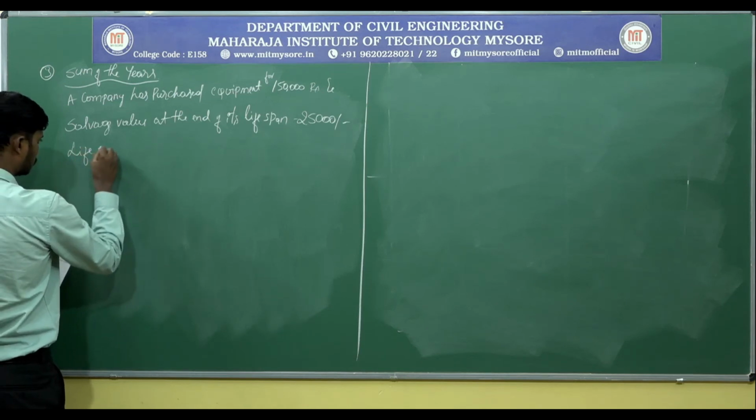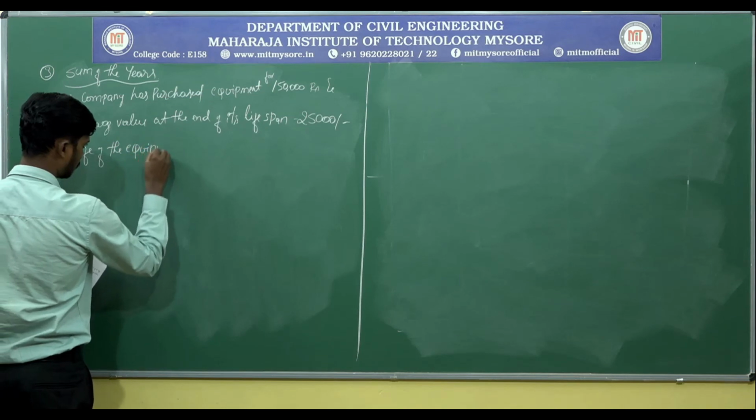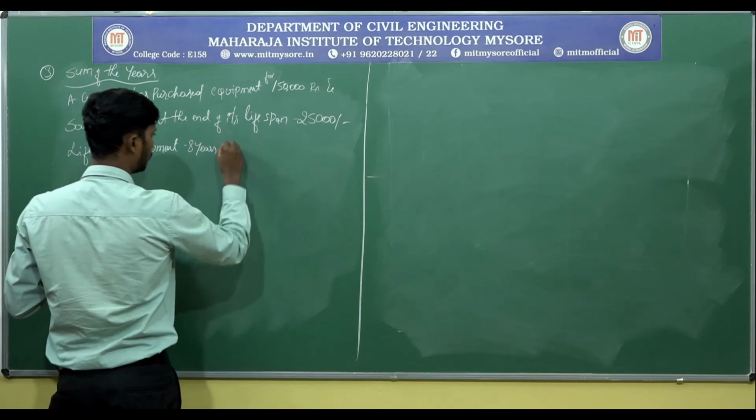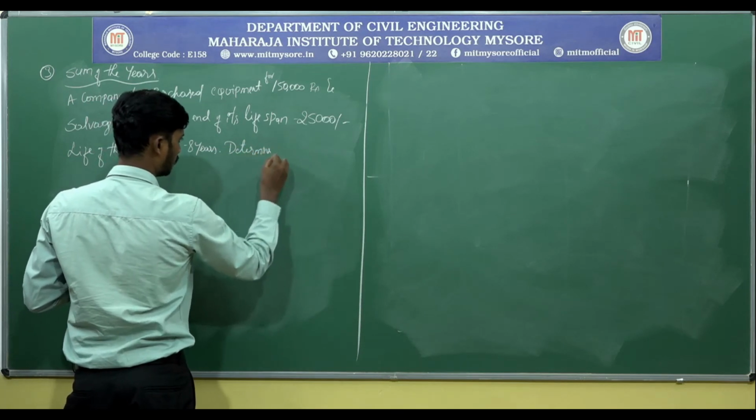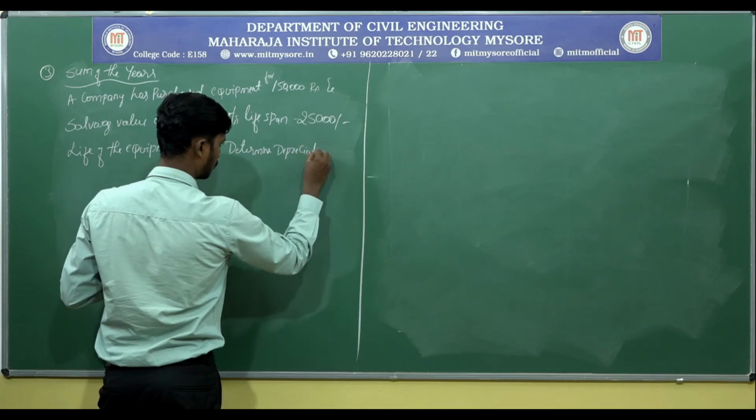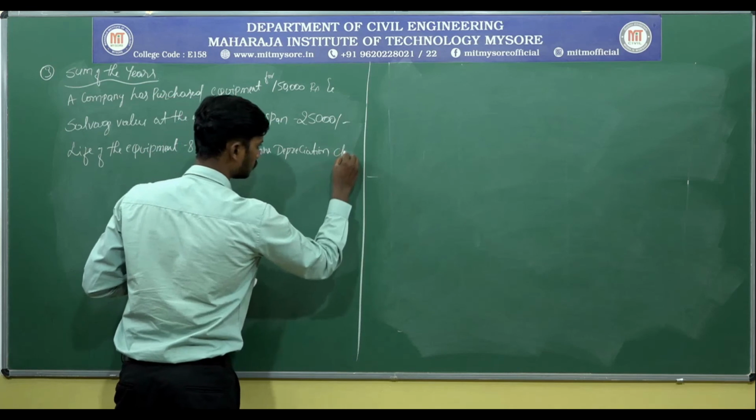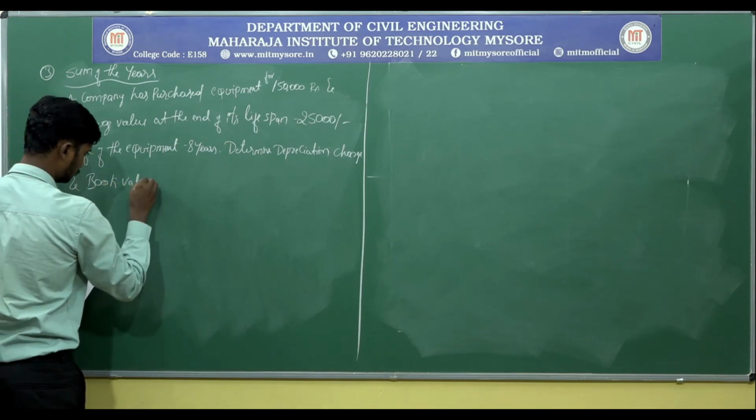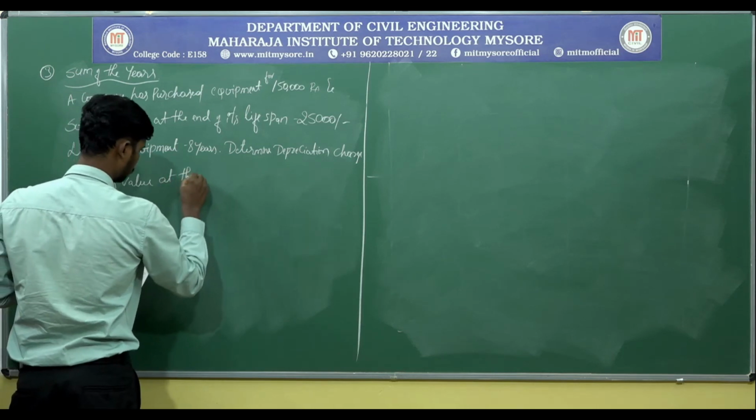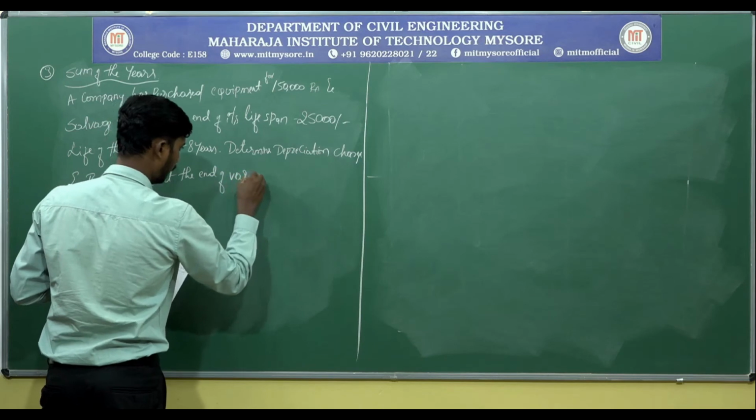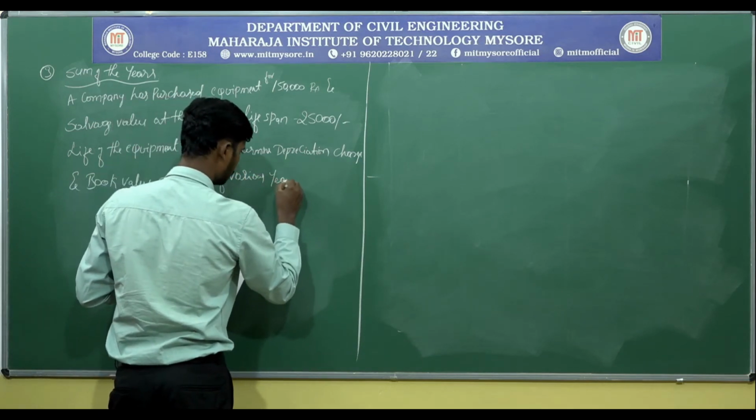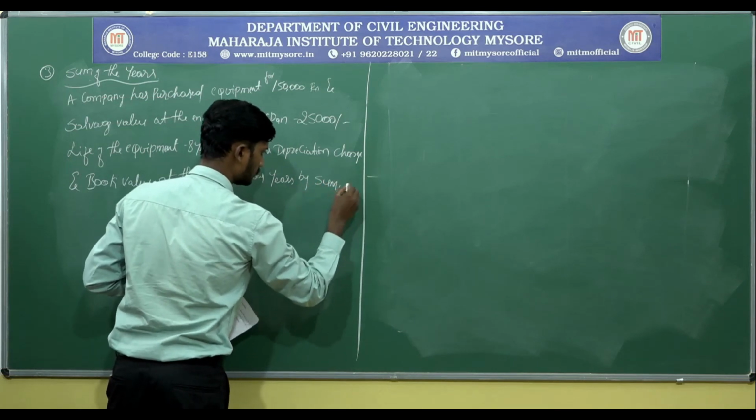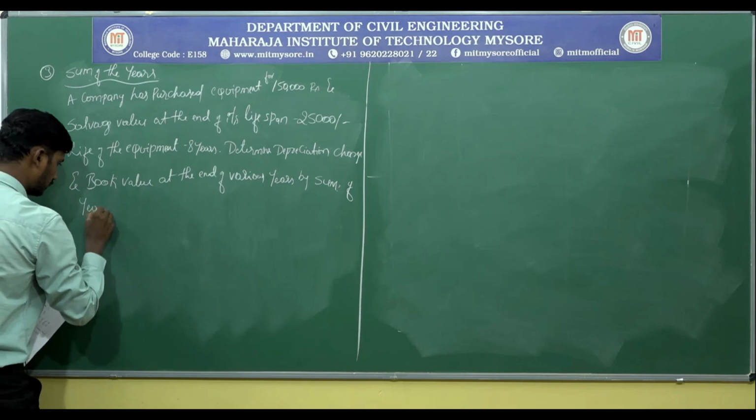Life of the equipment is 8 years. Determine the depreciation charge and book value at the end of various years by the sum of the years, or summation of years, method.